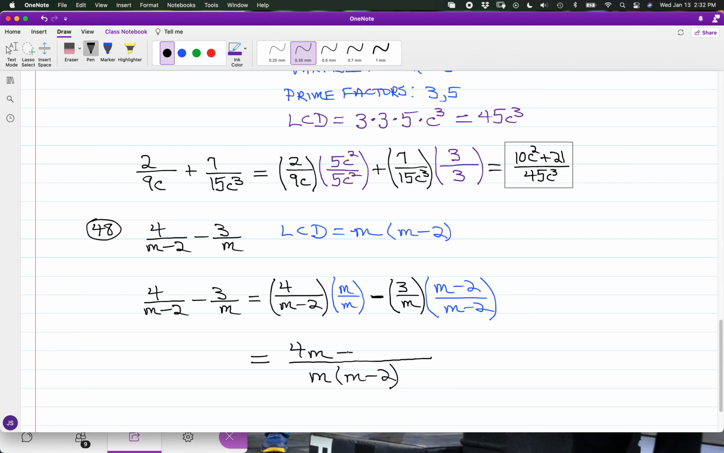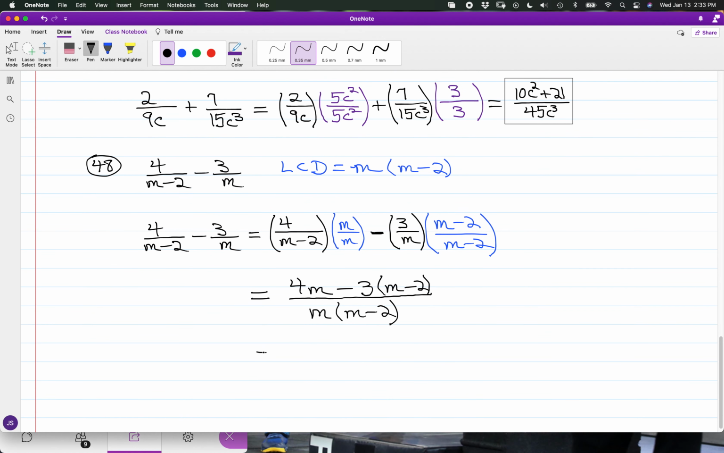We bring down the subtraction. And I'm just going to add an extra step: minus 3, and we still have distributing over m minus 2. If you've gone ahead and distributed, that's okay. I'm just adding another layer of exposition. So you have 4m, then we have negative 3m, and negative 3 times negative 2 becomes positive 6, all over m times the quantity m minus 2.